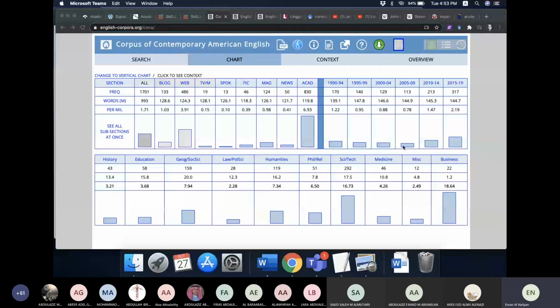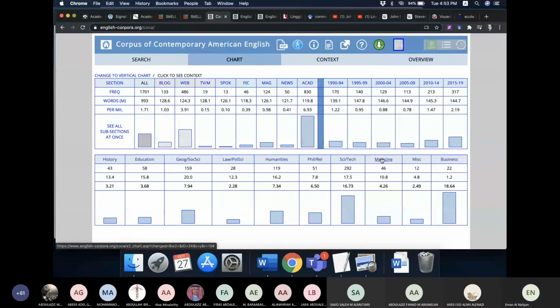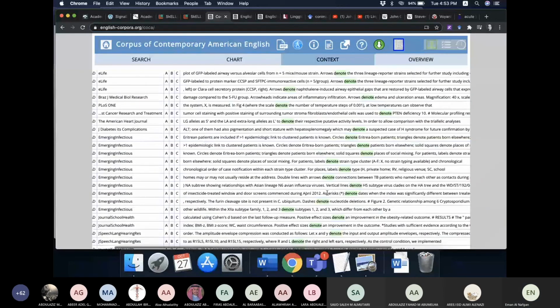Okay? And then let's say, okay, so it does occur in medicine. I want to see how it occurs in medicine. Should work. Yes. So here it is in medicine. All these lovely sentences that show you how it occurs.